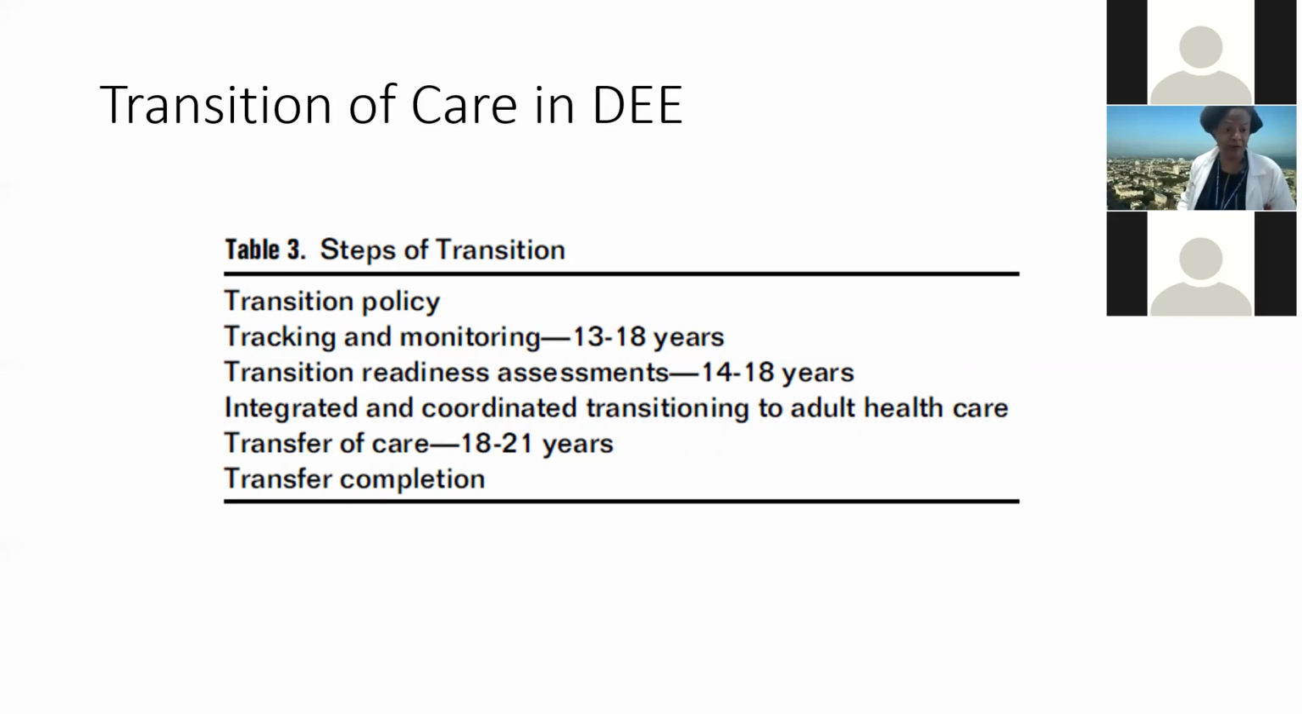We need to start talking about transition of care when the patients are between 13 and 18 years of age, not waiting until they are 18. We need to make sure the family is ready to transition when the patient is between 14 and 18 years old. And this many times entails deciding who is going to be the legal guardian of this patient. We are talking about patients who have intellectual disabilities.